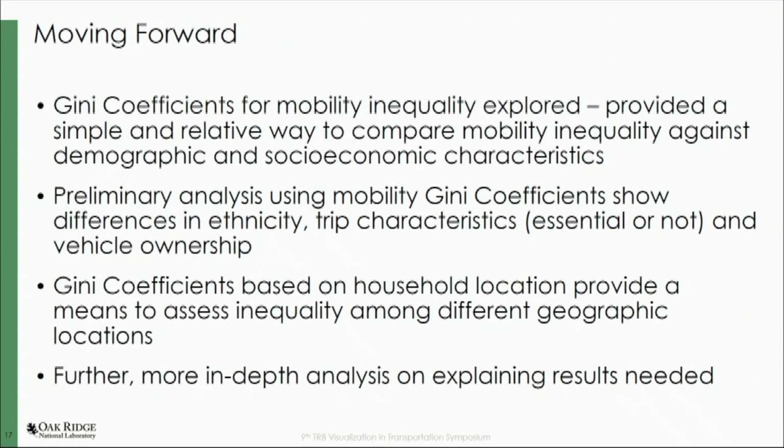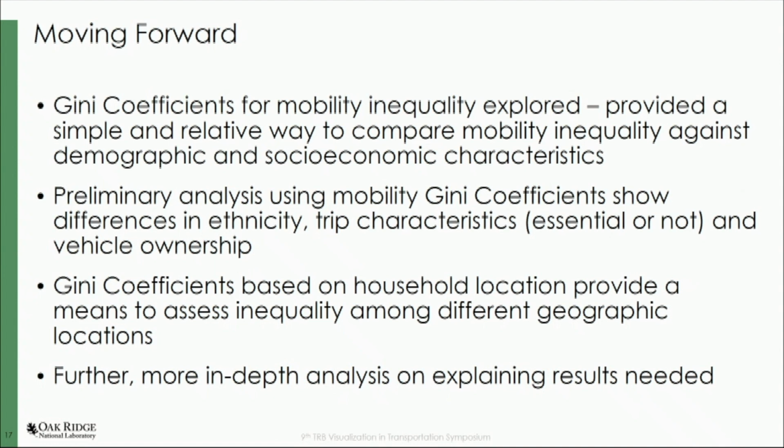All right, a quick summary. We used Gini coefficients for mobility inequality to explore how this simple index can help us quickly see what's going on. Maybe with more in-depth study, we can communicate with stakeholders, counties, and MPOs and say, this is what we found, and maybe we can discuss more and see what's going on, or help them make planning decisions based on these. It shows that there are some differences in race, in trip characteristics, in terms of whether or not the trip is essential, and also vehicle ownership.